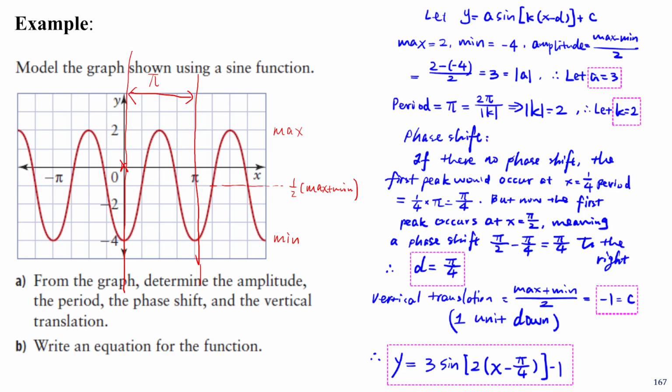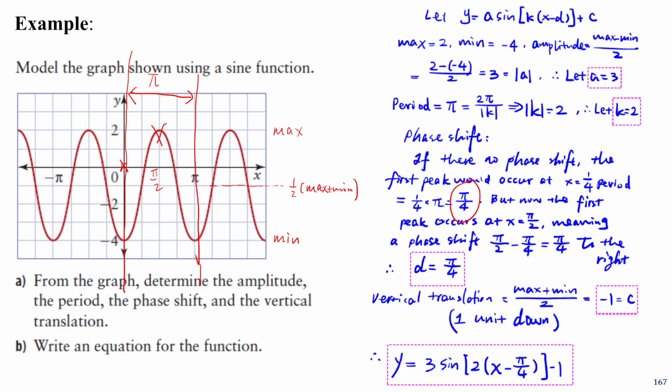About the phase shift, we can consider a problem like this. If there's no phase shift, then the first peak would occur at x equals a quarter of the period, which equals a quarter pi. But now the first peak occurs at x equals here, a 1/2 pi. So that means there must be a phase shift, which is a 1/2 pi minus a quarter pi, which is a quarter pi to the right. So we know d equals a quarter pi.